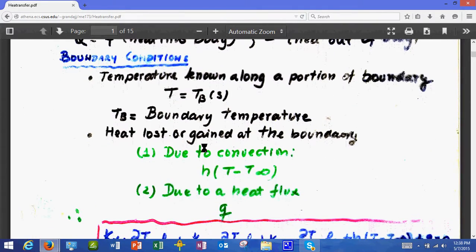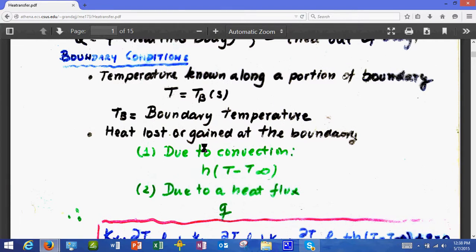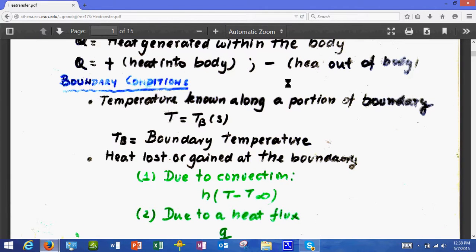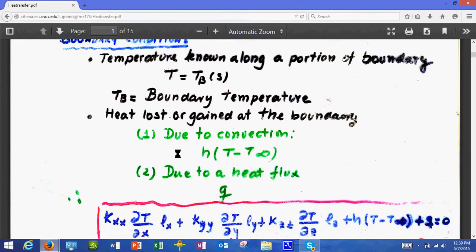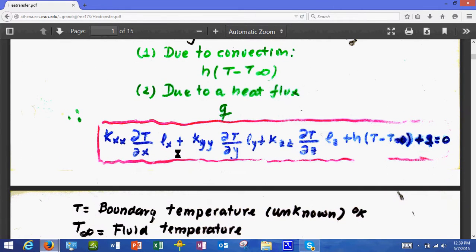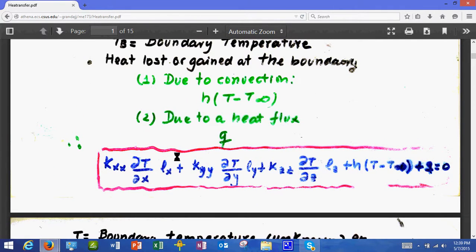Also, in temperature problems, we need to consider the boundary conditions. If you have a heat transfer problem, for example convection, then that needs to be considered differently too. The general equation for the boundary conditions is similar to the one we have for the heat transfer here.